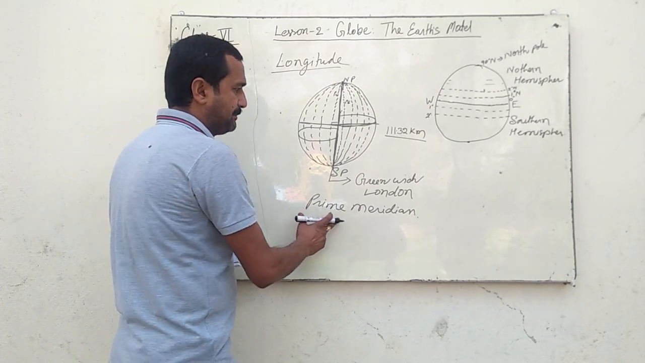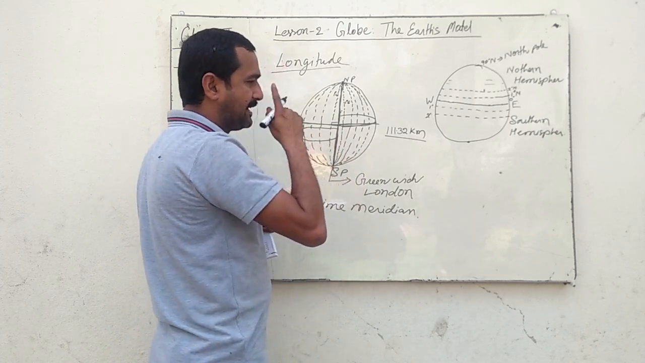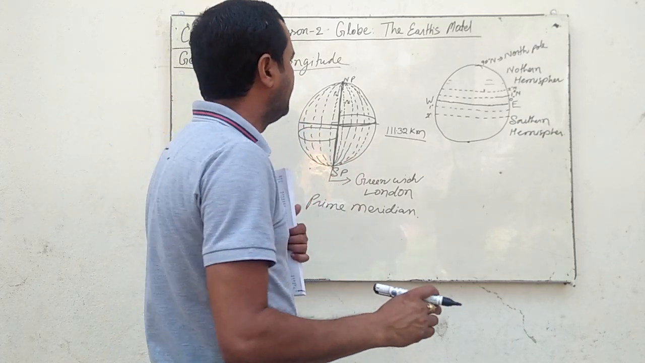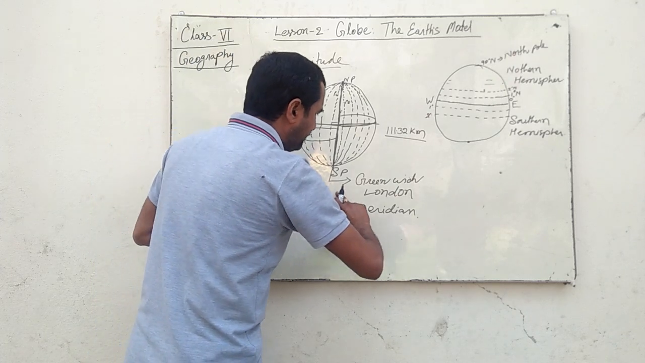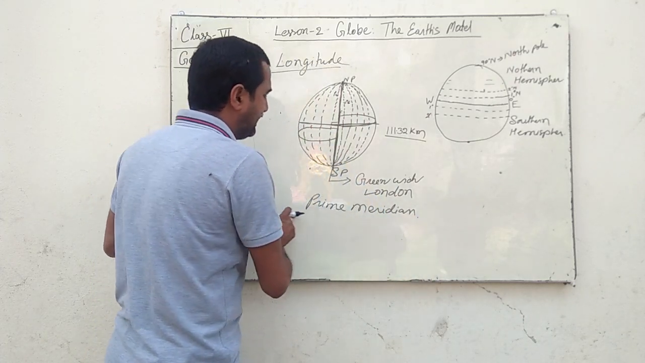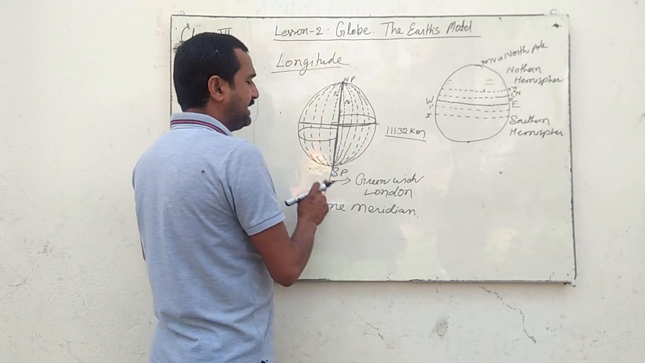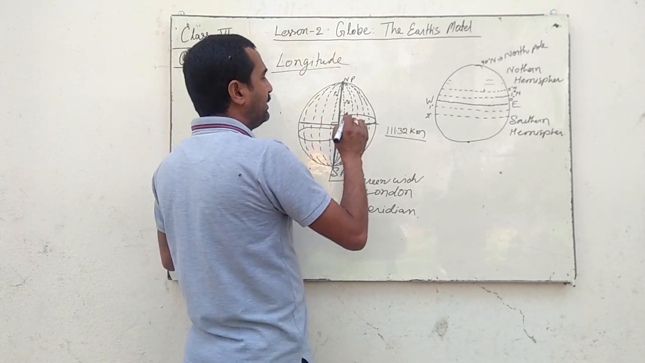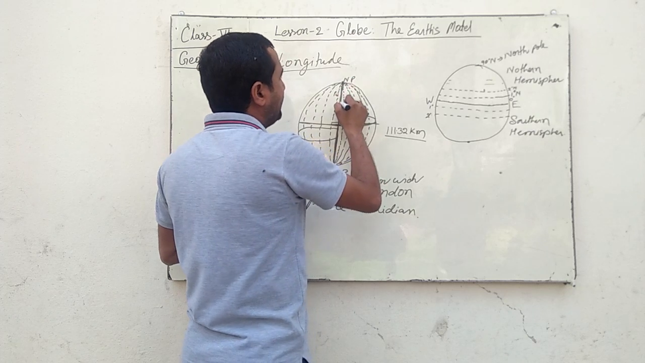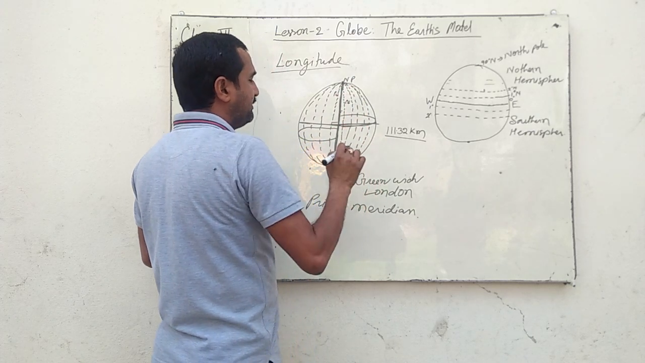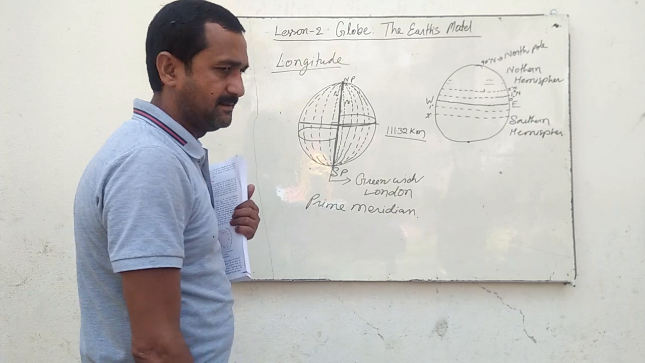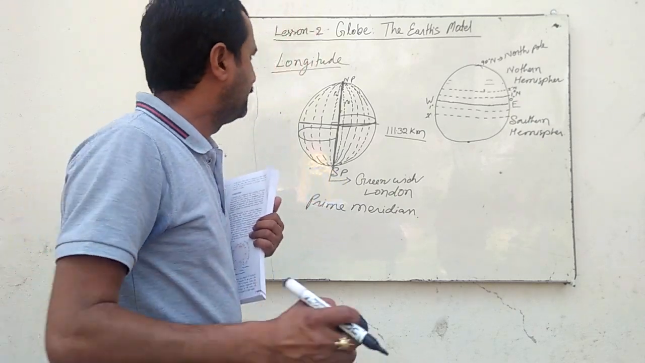I hope it is clear, prime meridian. I'll come back to 180 degree east and west, but here we have discussed the 0 degree meridian, the prime meridian. The time management depends on this. All the world clocks are dependent on this meridian for adjusting their time.